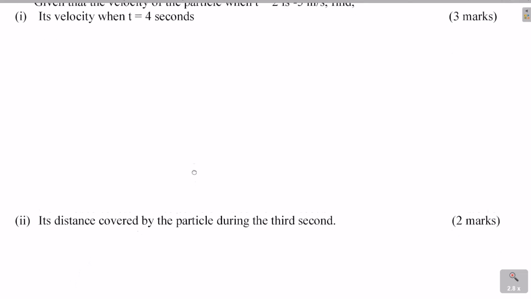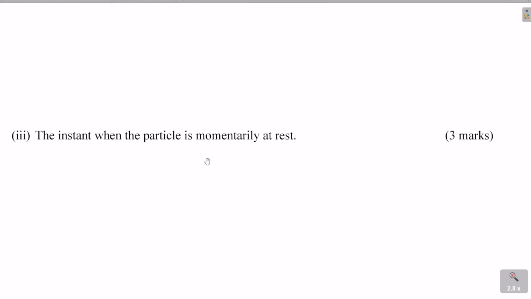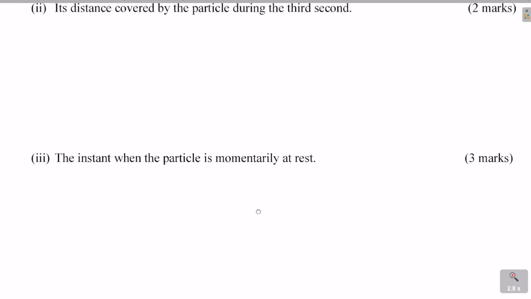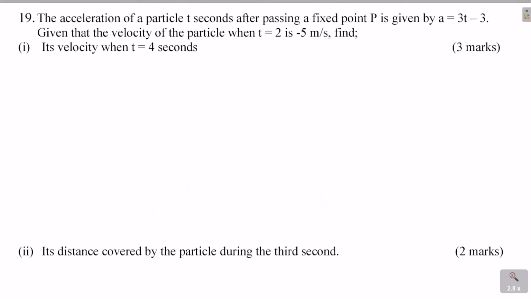And then part 2, the distance covered by the particle during the third second. And then 3, the instant when the particle is momentarily at rest. And the last question, the minimum velocity attained by the particle. So let's go to the first part.